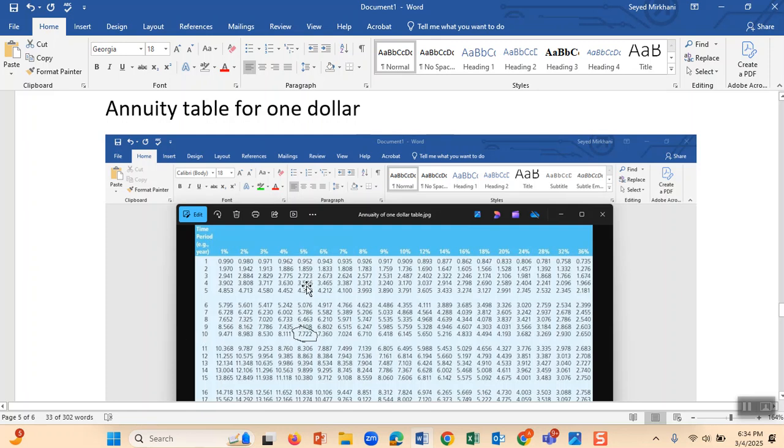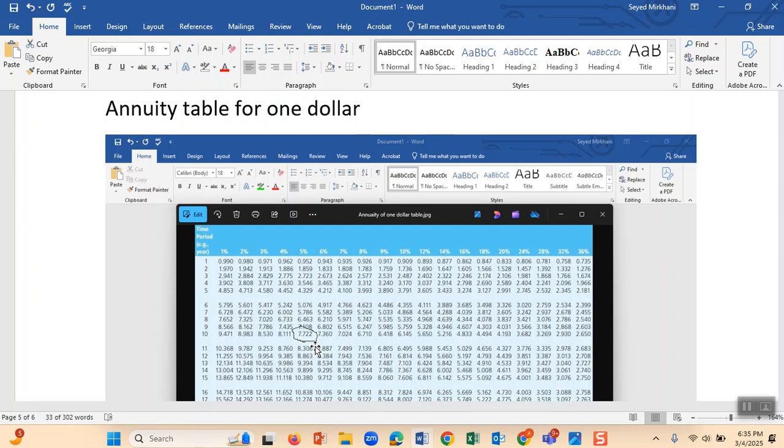If you look at the percentage at the top and then 10 on the vertical line, you see 7.72 for every $1. That is the annuity that you will receive. The meaning of it is that if someone gives you $1 every year for the next 10 years, when the interest rates are at 5%, how much would you be interested to give that person?